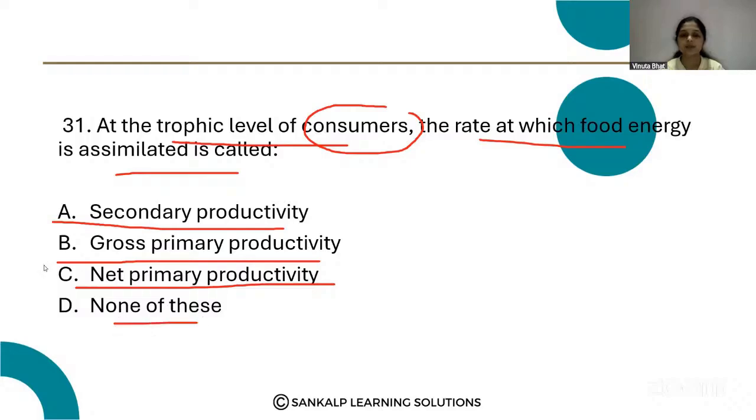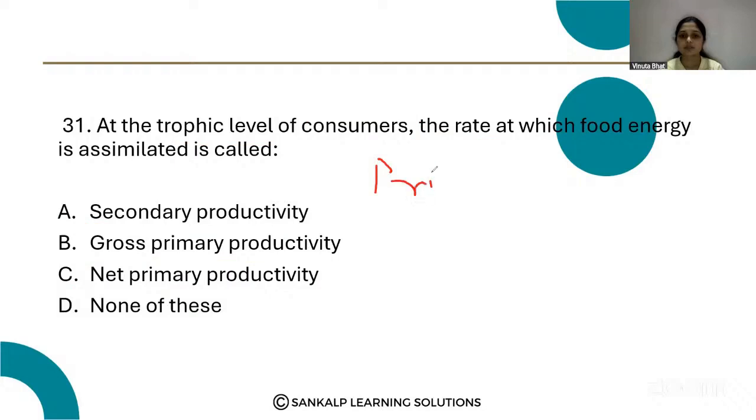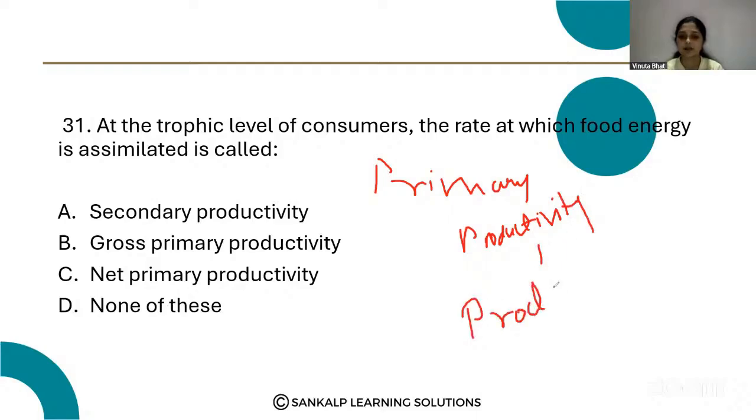You know that primary productivity will be at the producer level, right? Primary productivity is always at the producer level. But here, the trophic level of consumers means that is the new organic matter that is produced at the consumer level, that is the secondary productivity. Option A is the correct answer, that is the secondary productivity.